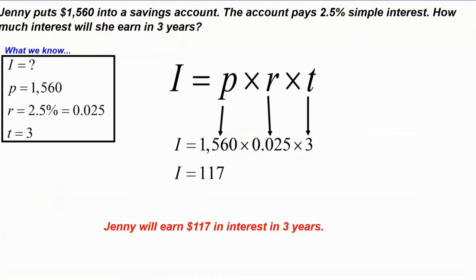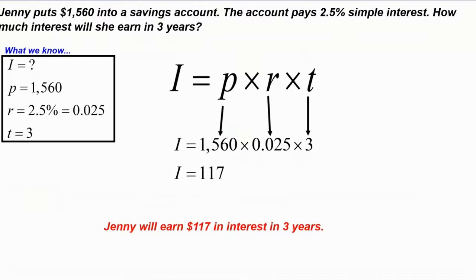So how do we use the formula? Here's an example. Jenny puts $1,560 into a savings account. The account pays 2.5% simple interest. How much interest will she earn in 3 years? So she puts money into her savings account, and then she's going to start earning money from the bank, and that's 2.5% of whatever she has in the bank.